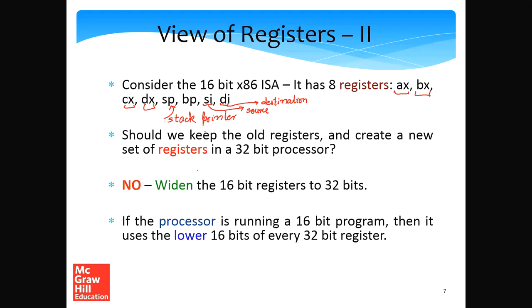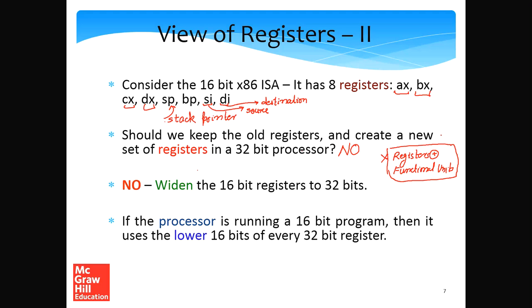So the question is, should we keep the old registers and create a new set of registers in a 32-bit processor? We already realized that that is a bad idea. The main thing being that the area in which the registers are there is fairly cramped. In that area of the processor, you have registers, you have functional units like adders and multipliers, and you have many other kinds of structures. Think of it like the downtown of the processor. This particular area is very, very cramped, so it's not a good idea to increase the set of registers. This is definitely a bad idea.